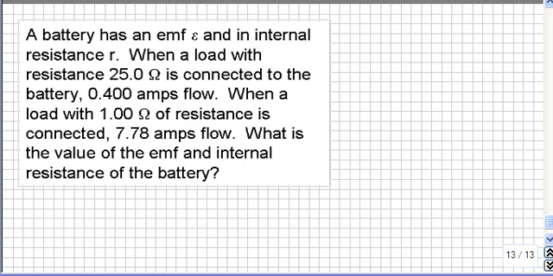Okay, in this particular problem, we're asked to find out some things about a battery. We're told the battery has a particular EMF and internal resistance. And then we're given some information about how much current flows when we connect various loads to the battery. The question is, what's the EMF and what's the internal resistance? So let's go ahead and take a look.